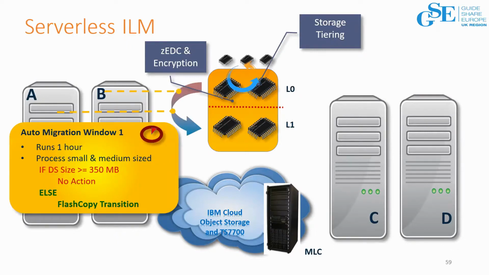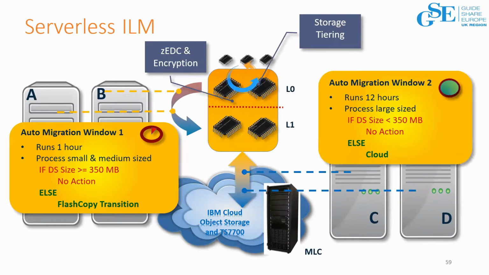So here in this yellow box, we have an auto migration window that was set up to run for only an hour and transition data sets that were 350 megabytes in size or smaller from tier 0 to tier 1 using flash copy. So that's minimizing CPU because the data is not going through the host, and the small and medium-sized data sets, they're not migrated but kept on that least expensive online tier.